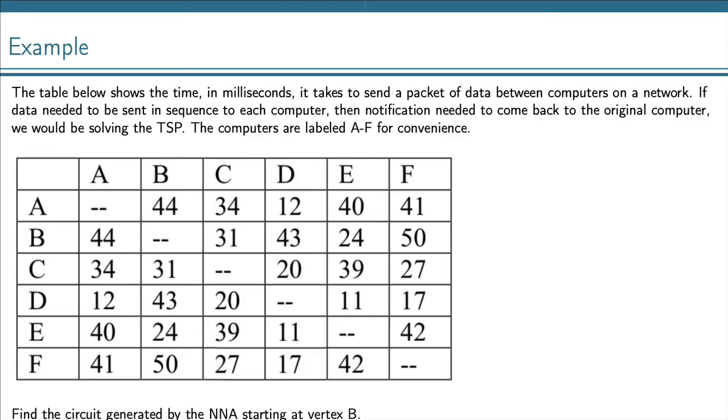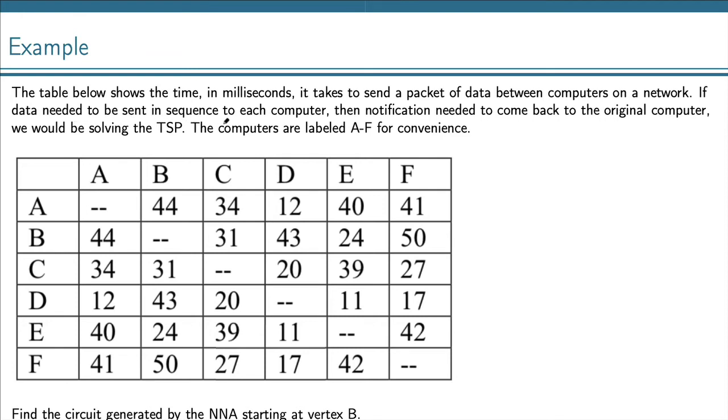Here is an example of how a graph might be depicted. It may not be a picture, but it may be a list of our vertices in column and row, and then the numbers inside indicate the weight of the edge connecting them. So this table shows the time in milliseconds it takes to send a packet of data between computers on a network. So we've got computers A, B, C, D, E, and F. And we've got these times that it takes to send data between two computers.